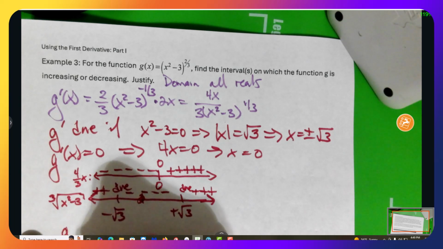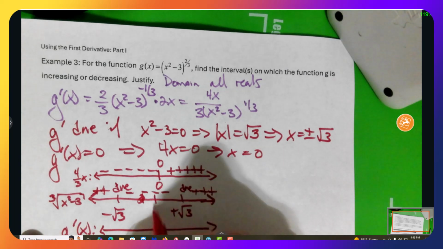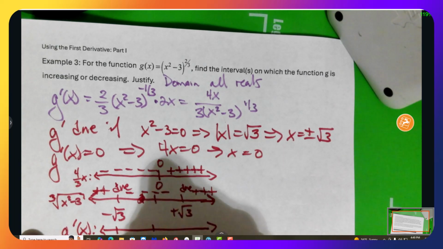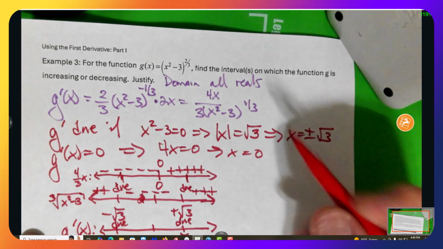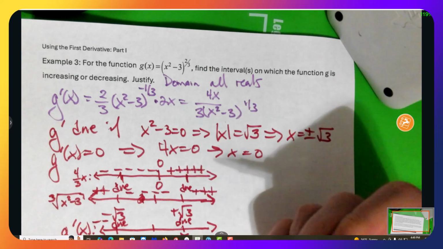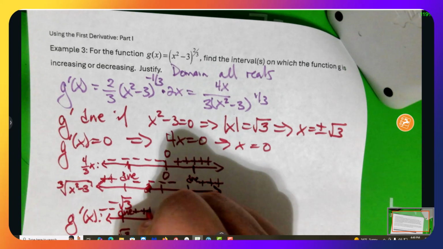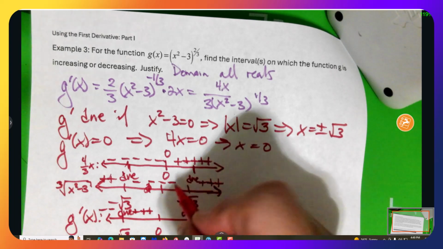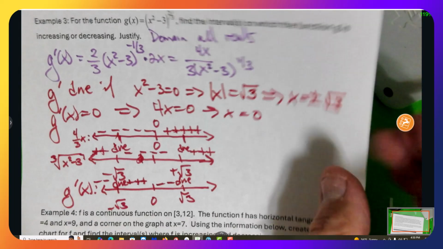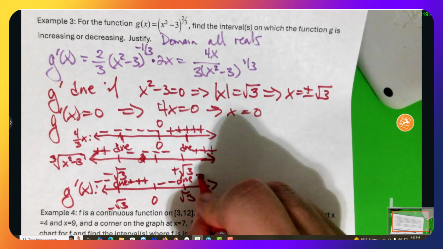Underneath this, I'm going to write g prime of x and draw a sign chart, with 0, minus root 3, and root 3. I put D and E at minus root 3 and root 3 because the derivative does not exist there. The quotient of a positive and negative is negative, therefore g is decreasing. The quotient of two negatives is positive, so between negative root 3 and 0 it's positive, so it's increasing. On the next interval, a product of a positive and negative is negative, so g is decreasing. And over here, the product of two positives is positive.